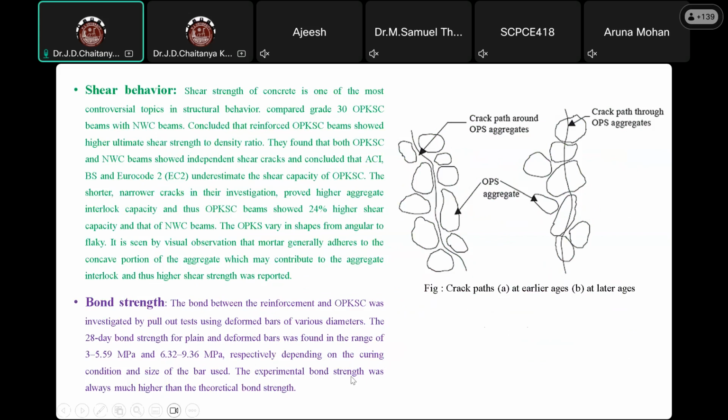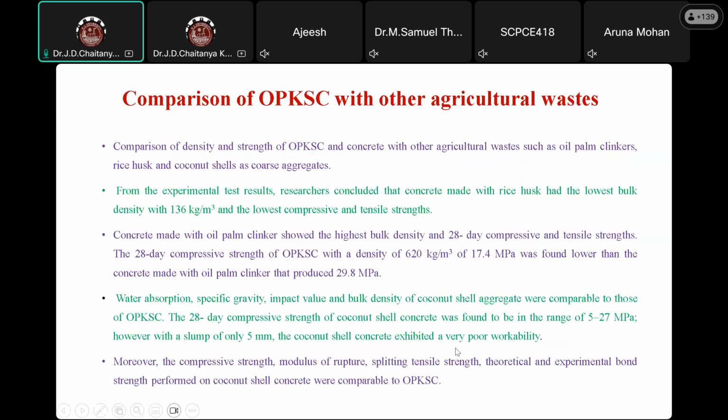Okay, so there is a bond strength also. That bond strength is also weak with this shell concrete, and we can compare this concrete with different agricultural wastes. The different agricultural wastes we can study here are clinker values, rice husk values, and cocoa shell values as concrete. For example, consider the rice husk. From experimentation results, researchers concluded that the concrete made with rice husk has the lowest bulk density, that means 136 kg per cubic meter, and the lowest compressive strength and tensile strength. Compared to this, our replaced concrete with shell is very good. So this is one example we can do here.